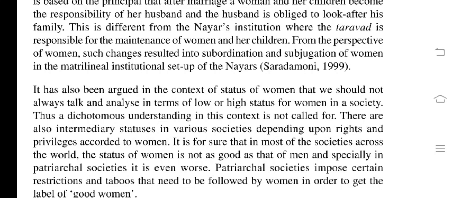It has also been argued, in the context of the status of women, that we should not always talk and analyze in terms of low or high status of women in society. Thus, a dichotomous understanding in this context is not called for. There are also intermediary statuses in various societies depending upon rights and privileges accorded to women. It is for sure that in most societies across the world, the status of women is not as good as that of men, and especially in patriarchal societies, it is even worse.